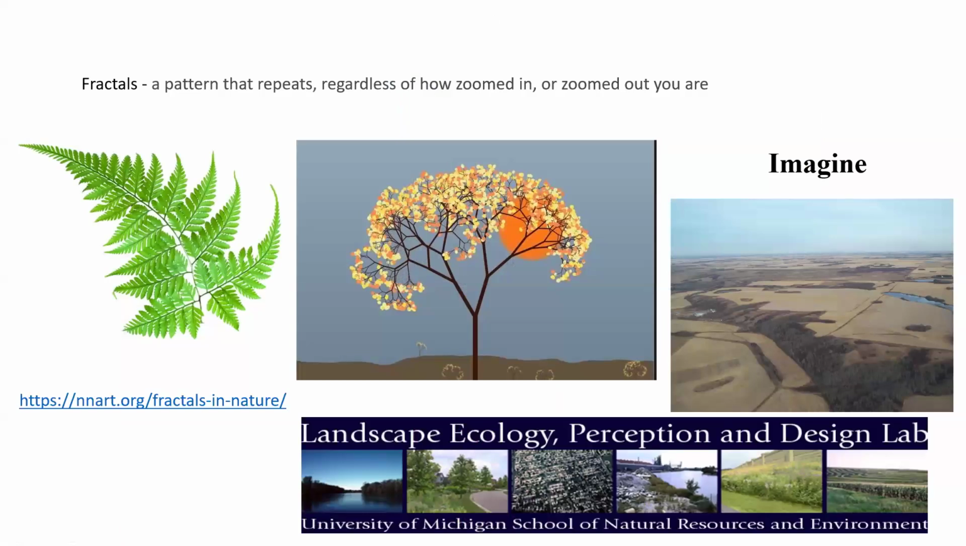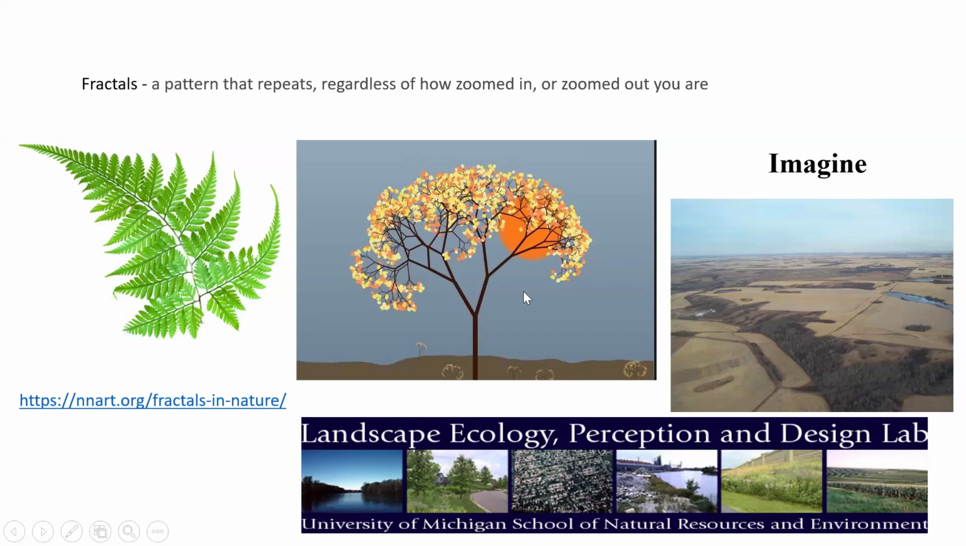Fractals are a way to think about scale. Now, what a fractal is, it's a pattern that repeats itself no matter if you zoom in or zoom out. So this fern leaf here, it's exactly the same shape as any one of its smaller leaves, which is the same shape as the little side leaves here. Or in the case of this tree, the whole tree has a similar shape as this little branch here, which has the same shape as one of these end branches.